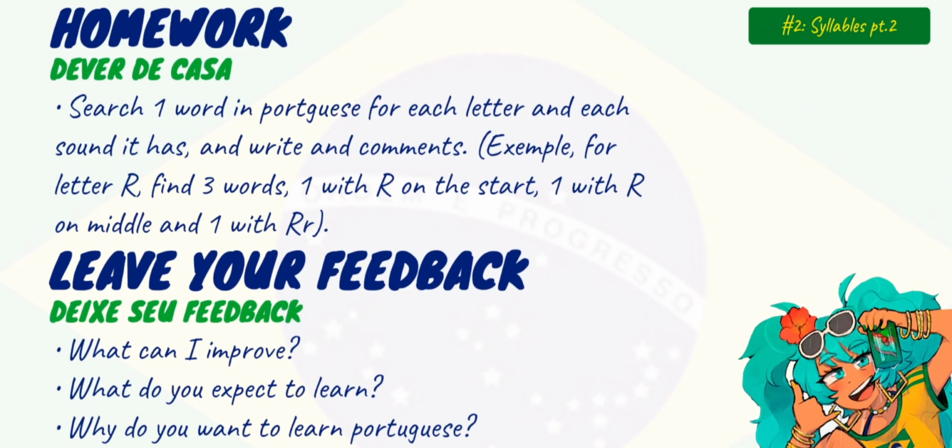So, the homework, dever de casa: search one word in Portuguese for each letter and each sound it has and write in the comments. Example, for letter R, find 3 words. One with R at the start, sound like ha, he, hi. One with R in the middle, like ra, re, ri. And one with R in the middle of the vocals, but sound like ha, he, hi.